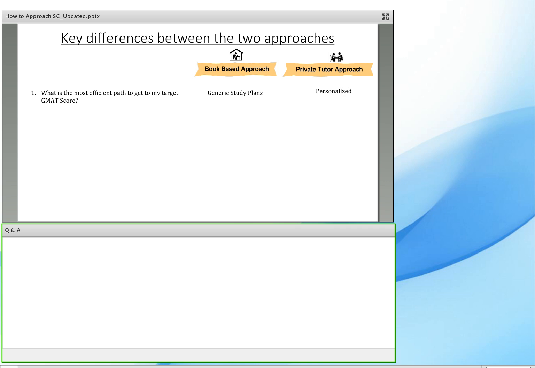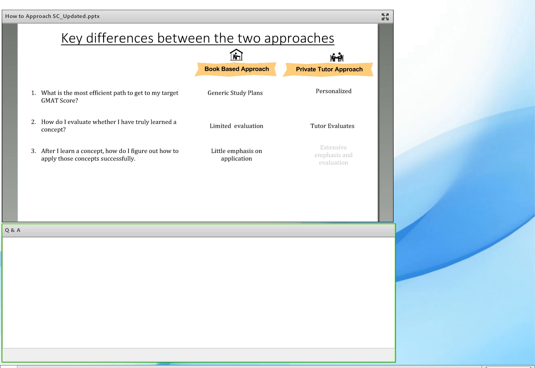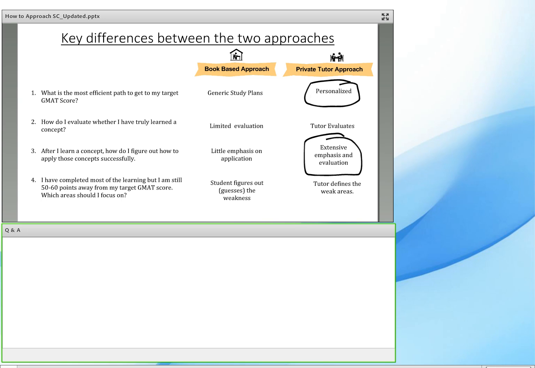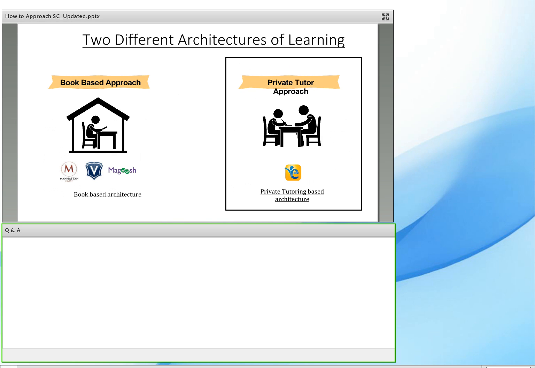So, what are the key differences between the two approaches? While you learn the same concepts, the extent of personalization, the extent of application, and the extent of feedback is something which is a lot more in a private tutor-based approach. So let's see, why do we say that e-GMAT's built around this private tutor-based approach, whereas most of the other courses out there are built around the particular book-based approach.